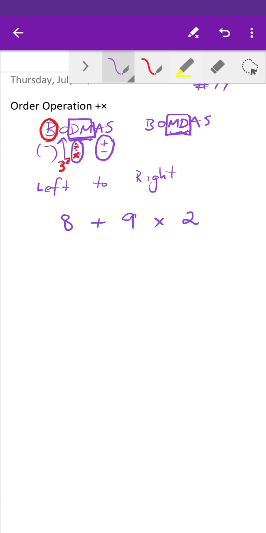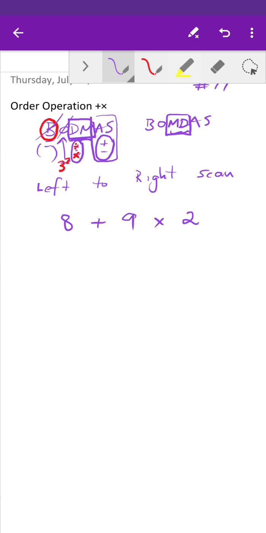Now let's scan it left to right. So we do a left to right scan and we look for any brackets. There's no brackets. There's no powers, operations, and there are multiplications and divisions. In fact, there's a multiplication. So really, left to right, we leave the pluses and minuses till last. So the last thing you do is pluses and minuses. So just leave the plus till later.